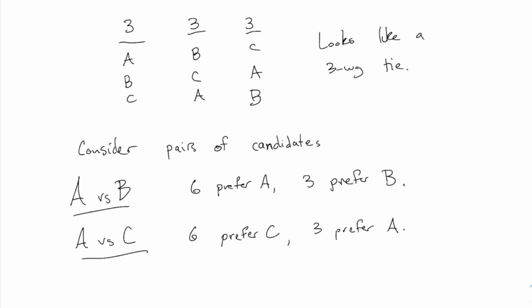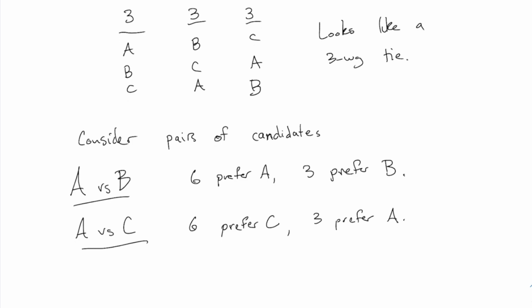And then there's one other way that you could consider pairs here. How about B versus C? That's the other pairing that we could consider. Again, I look at the chart, only looking at the B's and the C's and ignoring the A's. I see B is on top here, and C is on top in the last column. So that would be 6 people prefer B, and 3 prefer C, right?